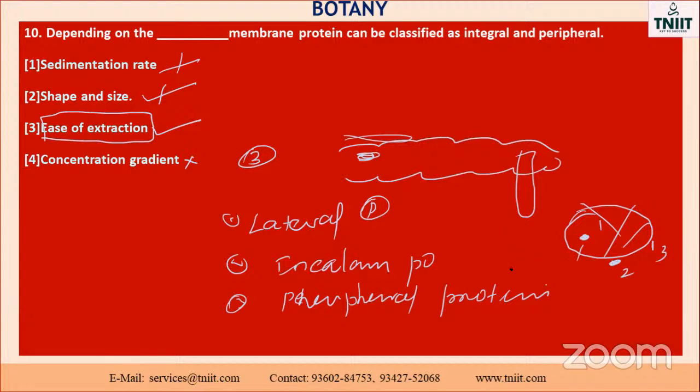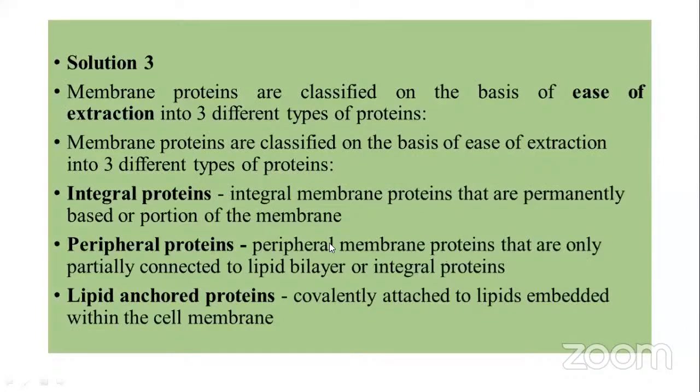According to their molecular weight. See here, solution 3 is the correct one. Membrane proteins are classified on the basis of ease of extraction into three different types of protein. One is called integral protein, and the others are peripheral protein and lipid anchored protein.